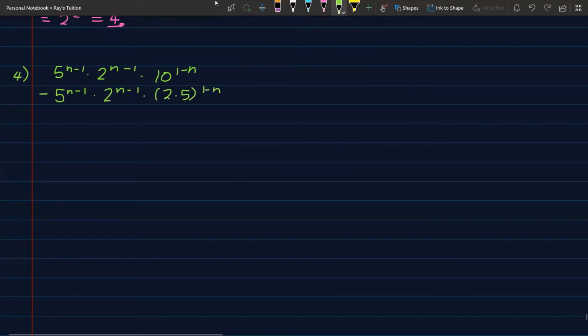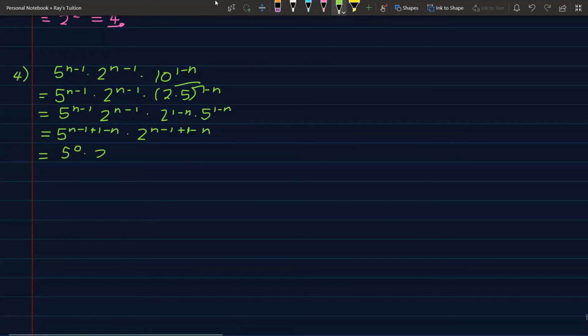Now what we're going to do is distribute that power into that bracket. So then this becomes 2 to the power of 1 minus n times 5 to the power of 1 minus n. So we distribute that power to both of the terms in the brackets. Now we're going to put it over one base. So 5 to the power of n minus 1, and when we're multiplying, we're adding. So it's again plus 1 minus n, times 2 to the power of n minus 1, and again plus 1 minus n. So then we're going to simplify that. n and n cancel out, 1 and 1 cancel out, giving us 5 to the power of 0, and similarly for the 2, and then that just gives us 1.